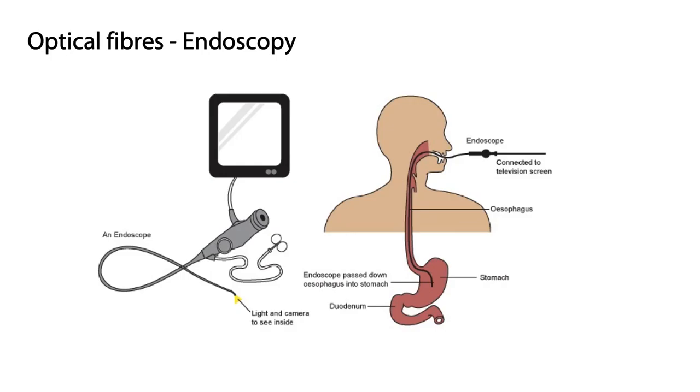Another use of optical fibres is in endoscopy. Endoscopy is the medical process where, in order to be able to see inside the body, an endoscope which uses optical fibres bounces the light, a light source, down, and then it reflects, and then along another channel the reflected light comes back up, and a camera is used in order to identify what can be seen.